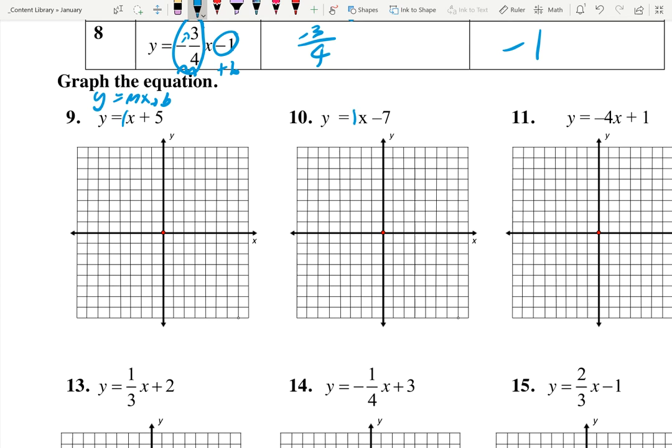Okay, so this helps us out. We know that our m value is 1, so our slope is 1, and I'm going to write this as a fraction, 1 over 1. And then my y-intercept is this 5.